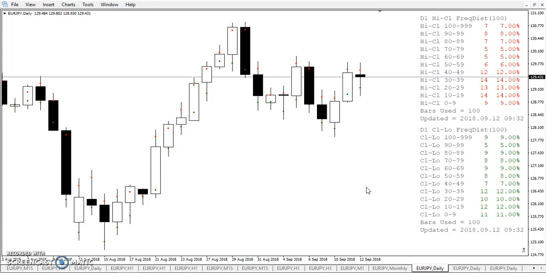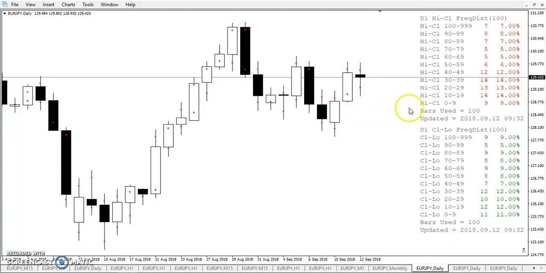So, for those of you just tuning in, the rat zone is 20 pips. The high of the day, current daily high, minus 20 pips, and that's the red dot. And the current daily low, plus 20 pips, and that's the green dot.